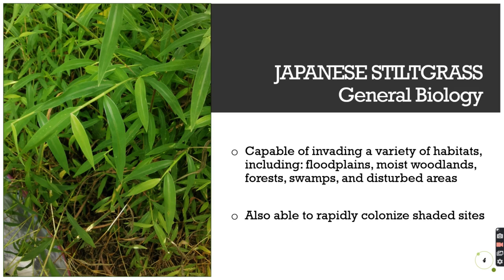Japanese stiltgrass is capable of invading a variety of habitats, including floodplains, moist woodlands, forests, and swamps, as well as disturbed areas such as roadsides, trail edges, fields, and lawns. Although this grass can be slow to establish in undisturbed areas, it may rapidly colonize disturbed sites. Additionally, this species is especially successful at colonizing shaded areas, making it an aggressive invader of woodlands and forests, particularly at sites where the canopy has already been opened due to previous disturbance.